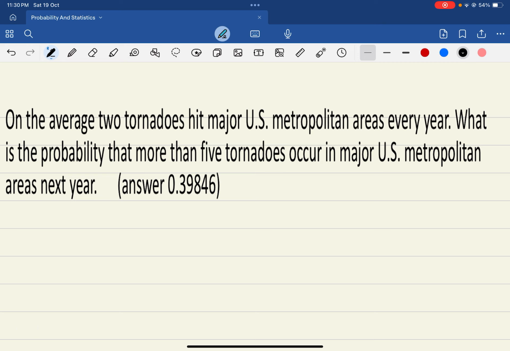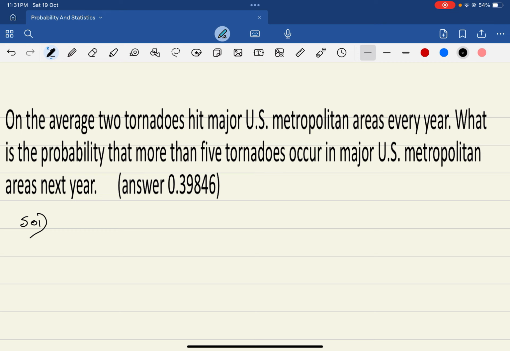On the average, 2 tornadoes hit the major US metropolitan areas every year. So on an average of 2, the mean is equal to 2. Lambda is equal to 2. Now what is the probability that more than 5 tornadoes, that means P of X greater than 5, occur in the areas next year? So we have to find that now. Direct question again, right?